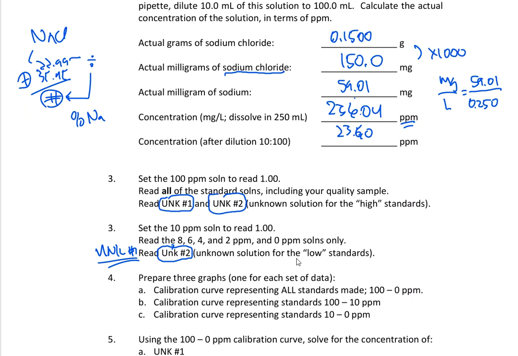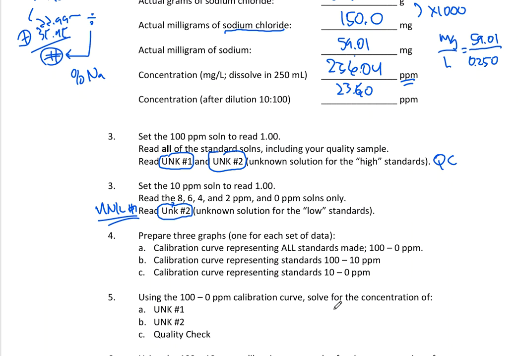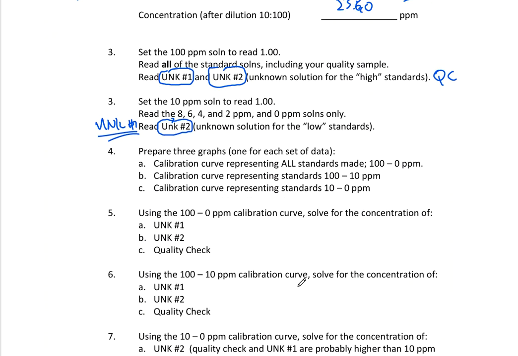Okay. Next up, we also need to run a quality check, and we just talked about the math of how to calculate the concentration there. The quality check will be run on the high one. So the high standard, everything included, gets the unknown number 1, unknown number 2, and a quality check. With the lower standard window range for our 10 to 0, then it's only unknown number 2, and that is it. Everything else is going to be higher, unless, again, I tell you that unknown number 1 and a QC is going to be involved there.